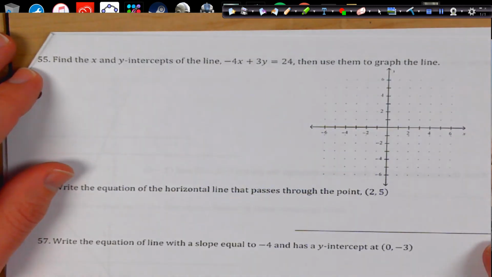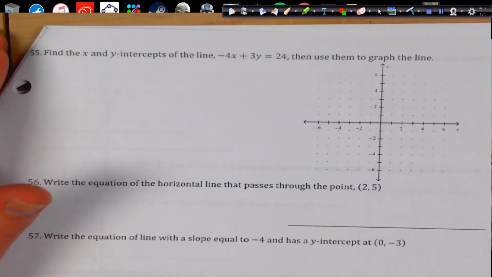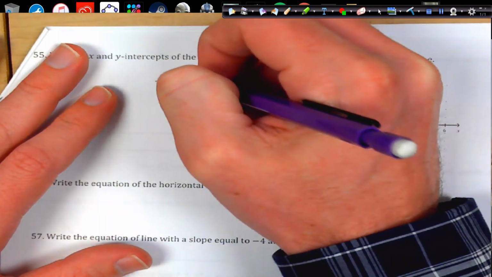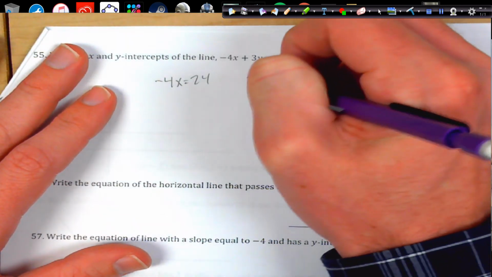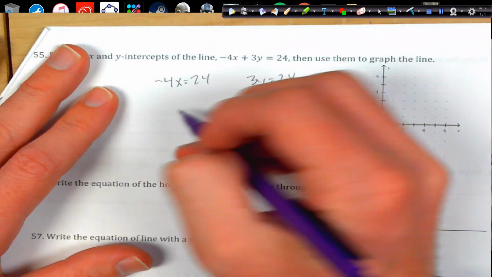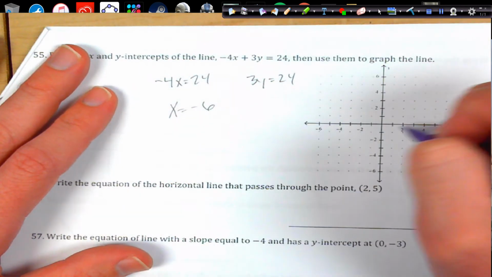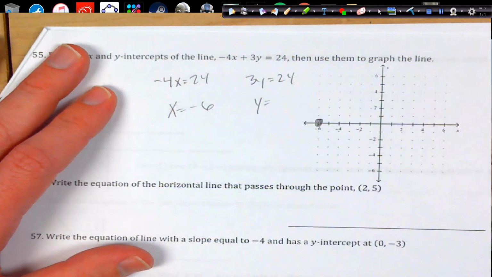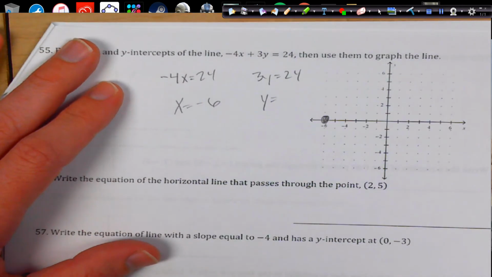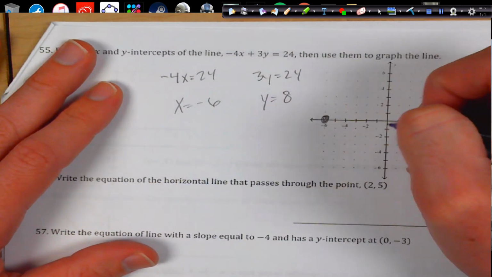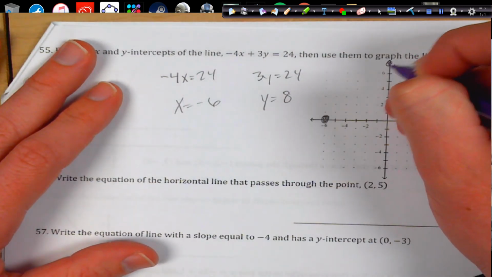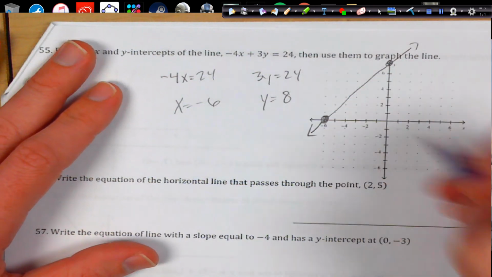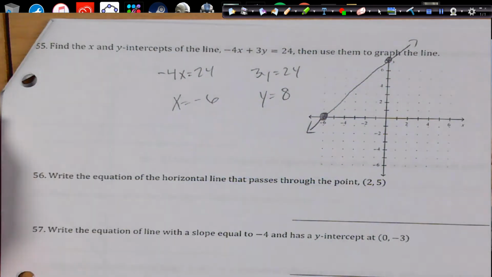Find the x and y intercepts, then use them to graph. So again, we can do the same thing. Get a lot of practice on a lot of similar problems here. Divide, we're going to get x equals negative 6. So we're going to go negative 6, put a point. Divide by 3, and y is going to equal, what is that, 8, I believe. I'm going to double check. 8. I was just wondering because it's kind of off the graph. And boom. That's how you graph the y-intercept and the x-intercept.